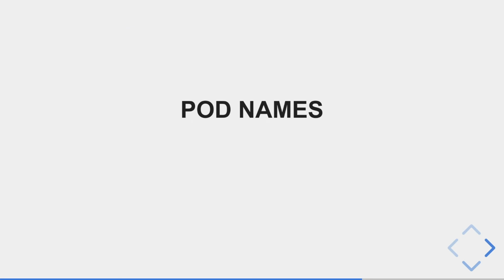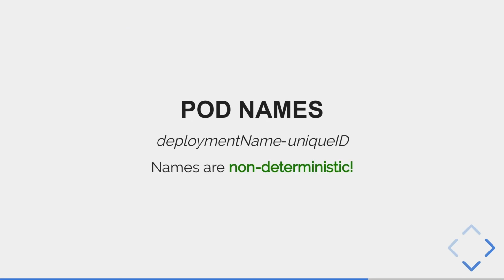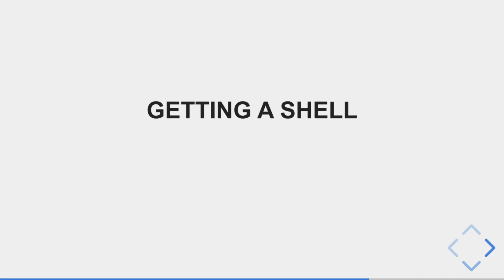So these pod names are in the form of deployment name and a unique identifier. And these names are non-deterministic by design. It's actually intended so that you don't rely on host names when you're using a best practice deployment configuration. That way you always have to use some other intermediary object in order to get to them. And we'll find out how that works in a moment.